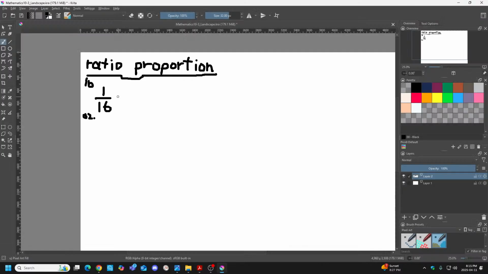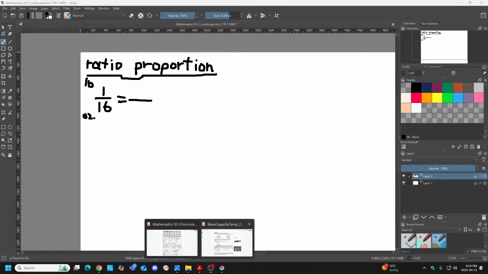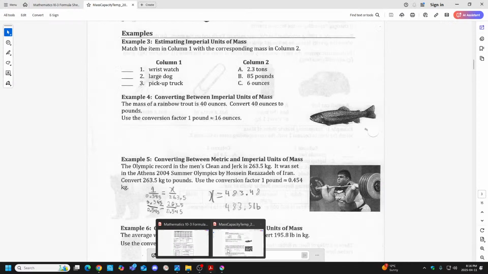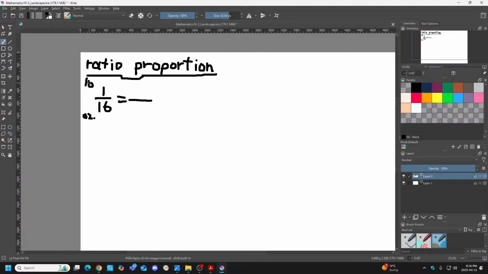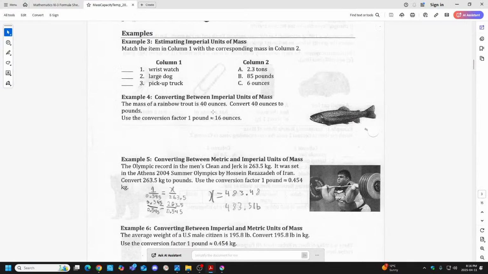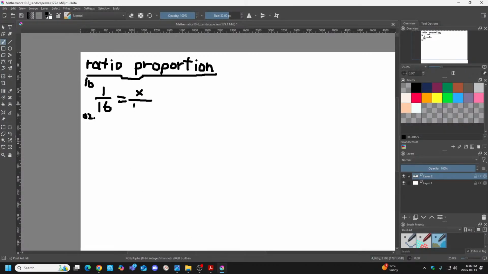This is the thing about ratio proportion. So we make one side equal the other side. This is how easy it is. Okay, so what are we given? So we're given ounces, and they're asking for pounds. So that's the unknown. Pounds is unknown. Okay, so pounds is top, so that means we're going to use X for our unknown. And it is 40 ounces on the bottom. Okay, so there we go. That's how easy it is to set up ratio proportion, guys.